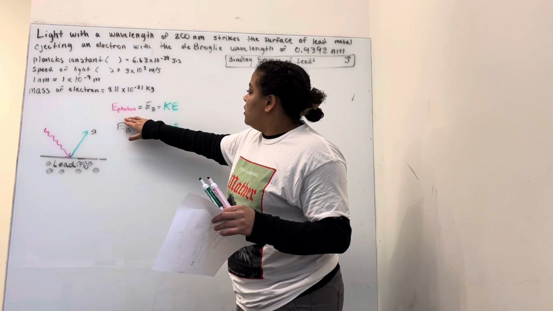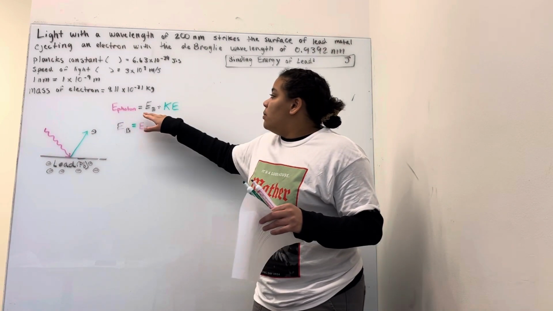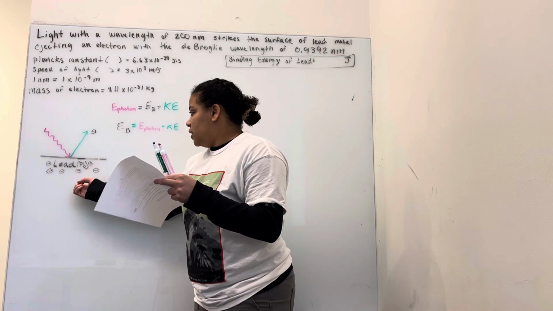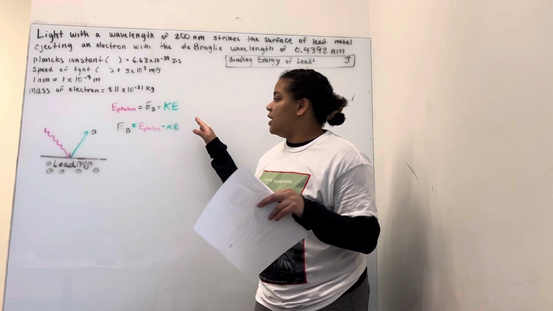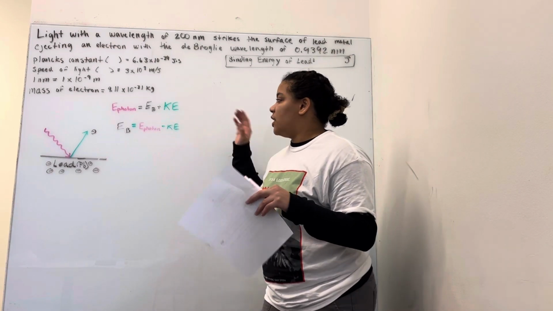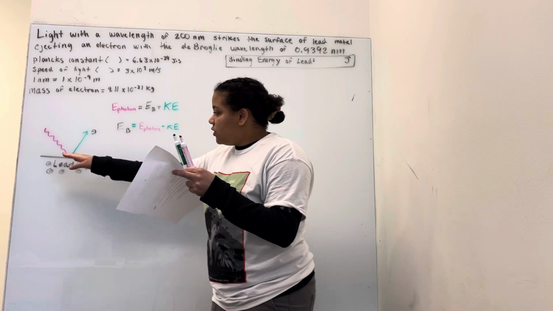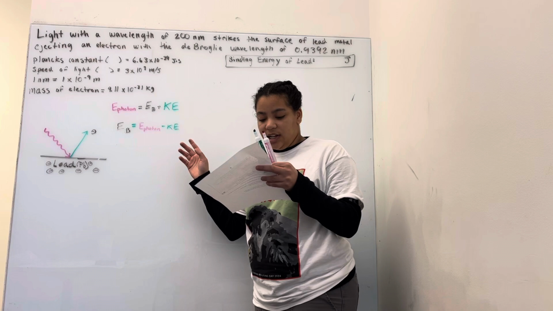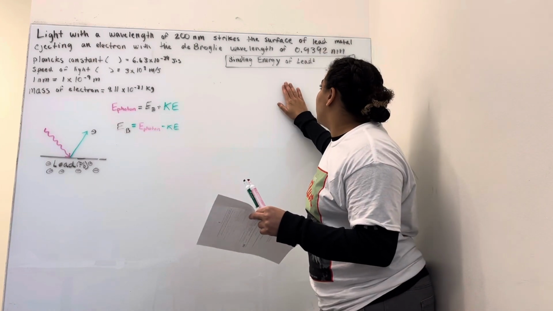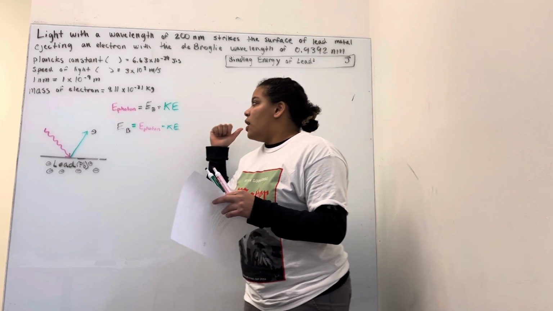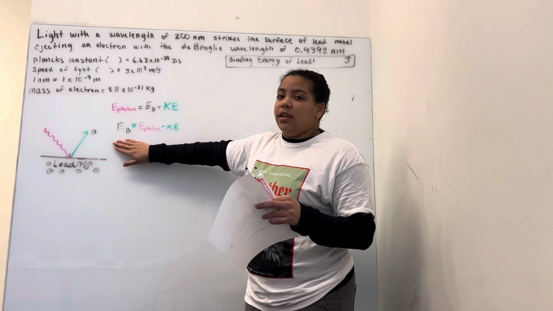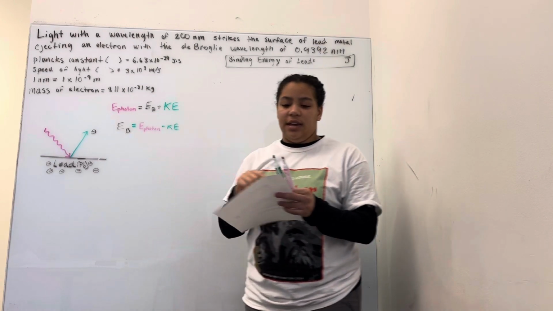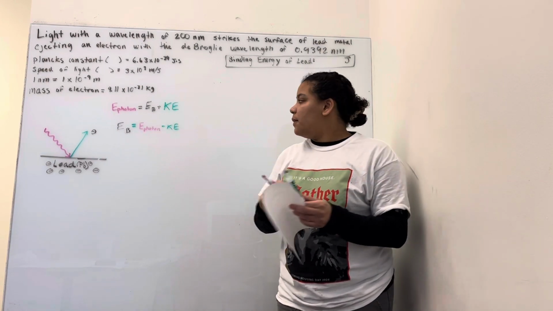So we have an equation for this. E photon, so the energy of this photon, equals binding energy, the amount of energy that the metal is holding on to the electron, plus KE, which is the kinetic energy of the ejected electron. So the excess energy from the photon goes to the kinetic energy of our ejected electron. If we're trying to find the binding energy of lead in joules, I rearranged our equation so that we're solving for EB, binding energy. So EB equals E photon minus KE. So let's use what we got.